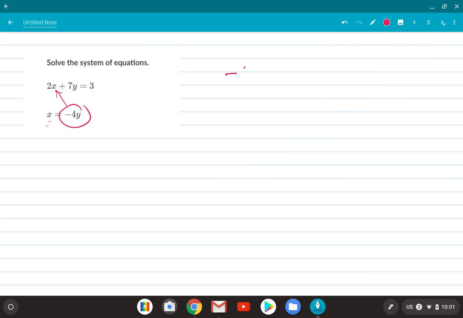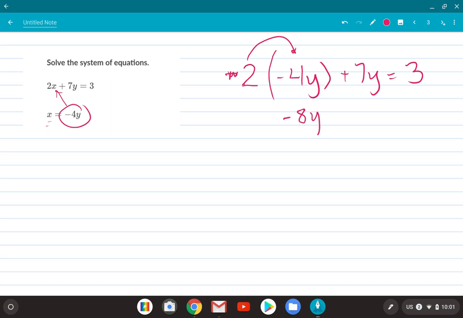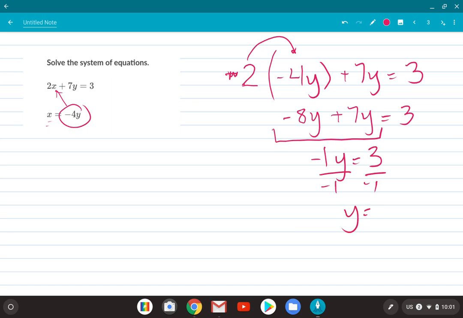So we're going to go negative, I don't know why I put negative 2, but 2 times our negative 4y plus 7y equals 3. We're going to distribute. Equals 3. Combine like terms. Negative 8 plus 7. And then we divide. y is negative 3. Okay, our y is negative 3.